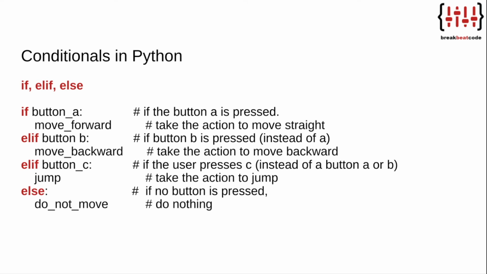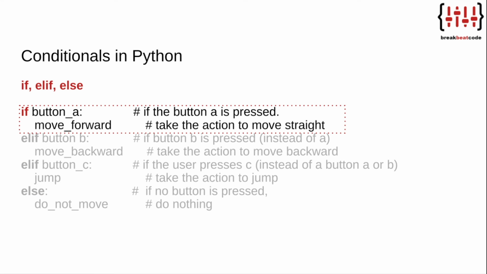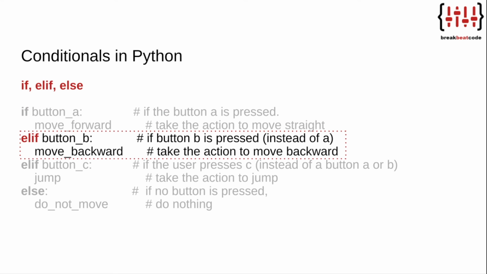So let's interpret each line of code from top to bottom. If button A moves straight. If button A is pressed, the character in the video game will take the action to move forward. If button A is not pressed, check the next condition. Elif, button B, move backward. Elif means else if. So in English, it would simply say, if the previous statements are not true, check whether the next statement is true.